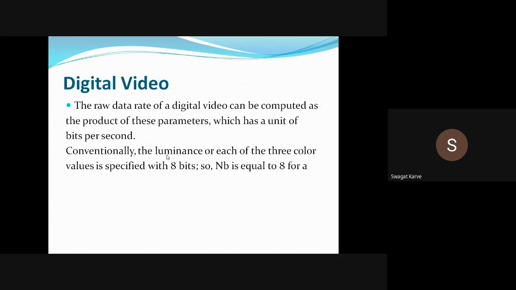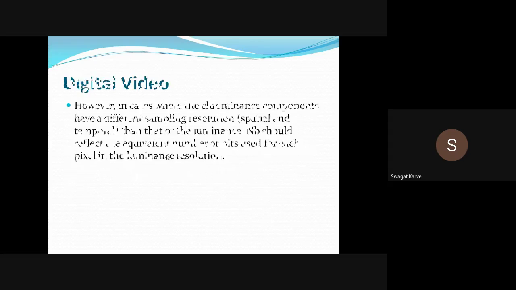That 24 bits combines a color video. If you are using monochrome video, then it's only 8 bits, because monochrome video doesn't have any color specifications. If you go for color specifications, then you have to go for RGB, that means 8 for red, 8 for blue, 8 for green, a total of 24 bits.